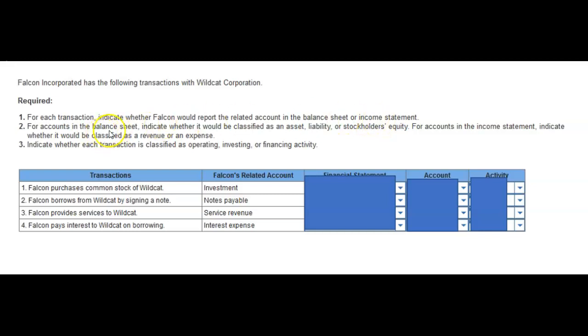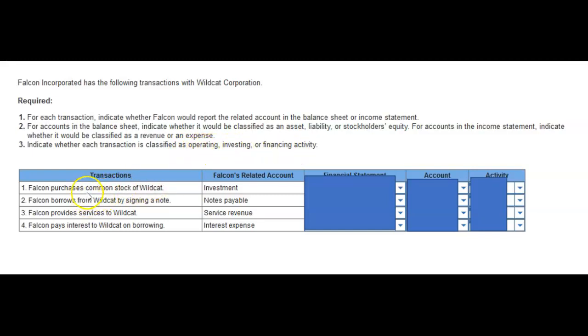All right, and then for accounts in the balance sheet, we need to indicate whether it would be classified as an asset, a liability, or stockholders' equity. And for the income statement, we need to indicate whether it is a revenue or expense. And then finally, we need to indicate whether we would classify it as an operating, investing, or financing activity.